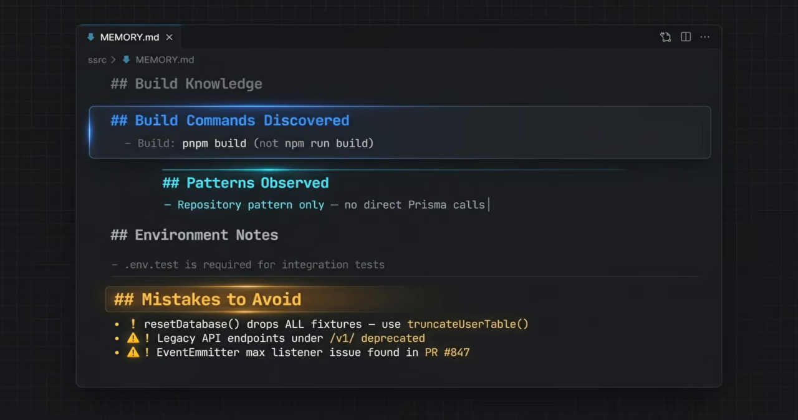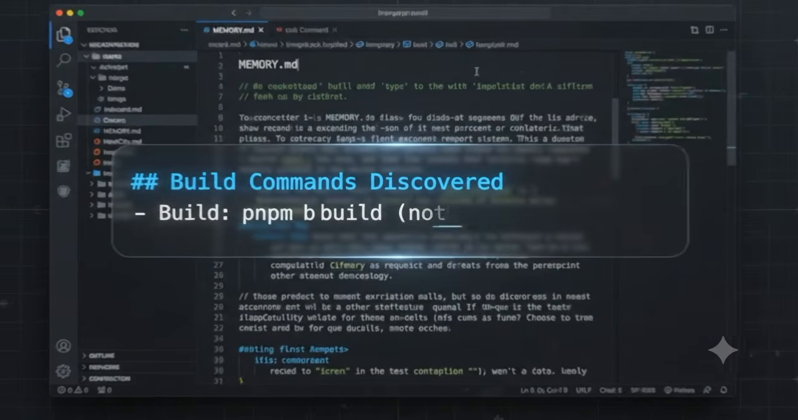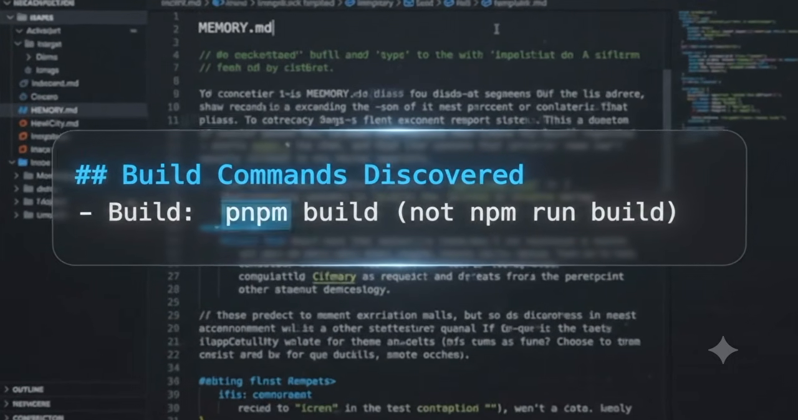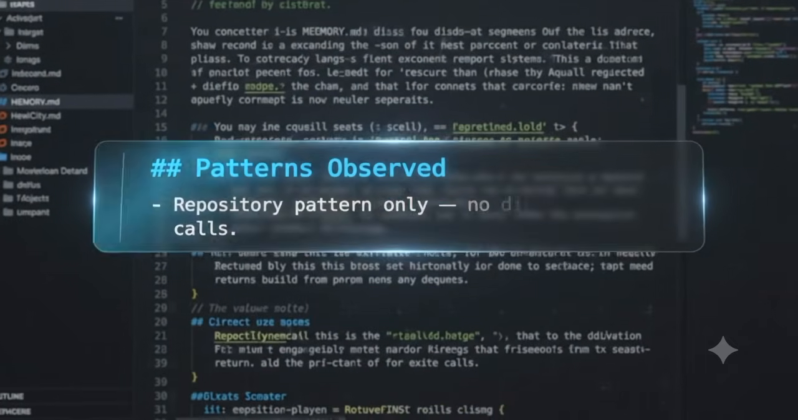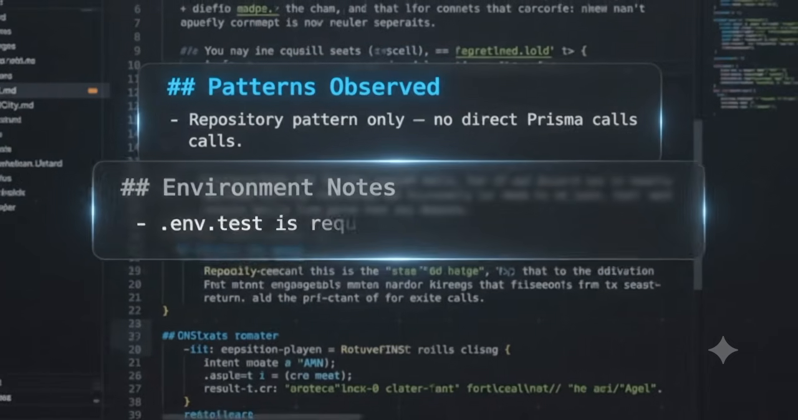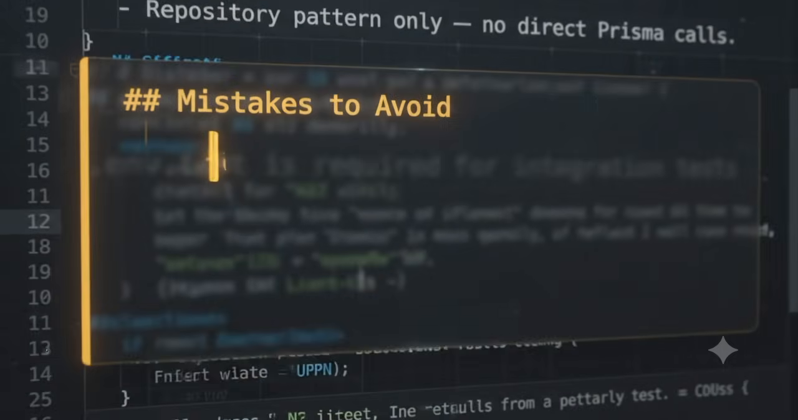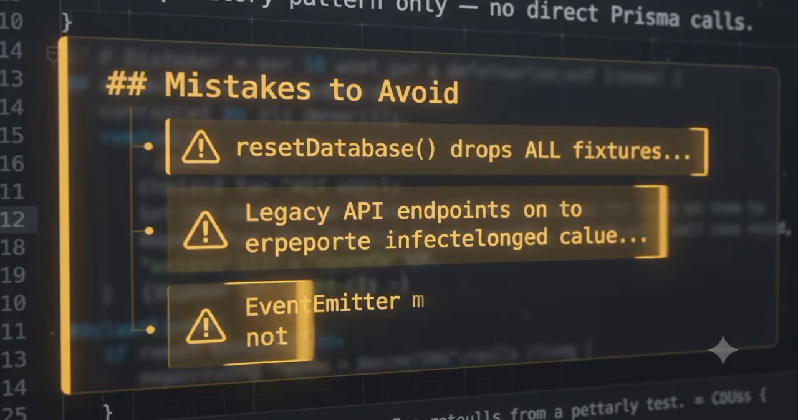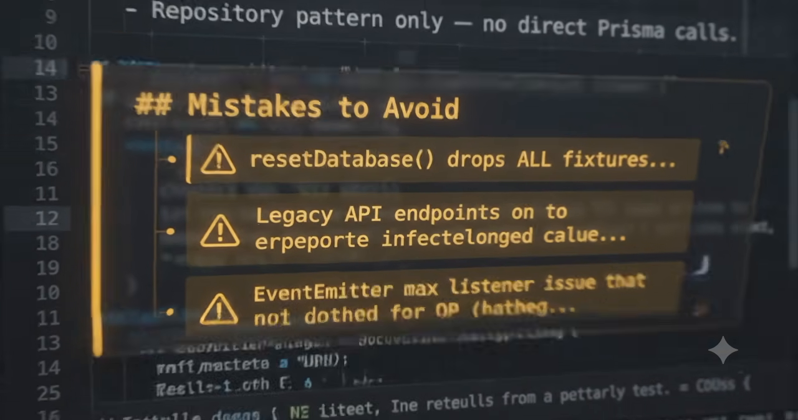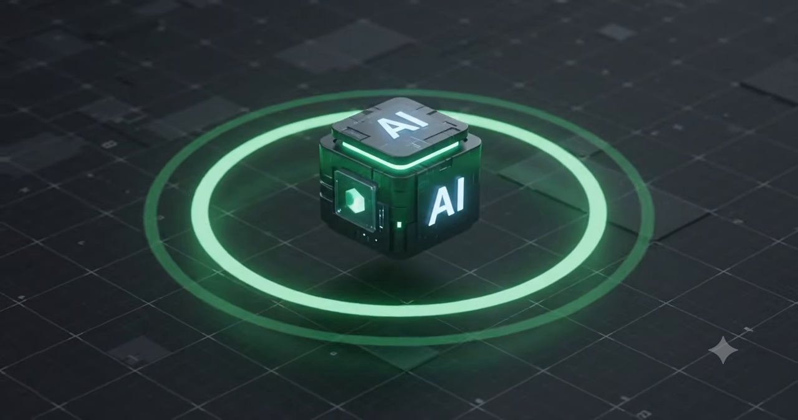Okay, but what actually gets stored inside the memory.md file? Generally, four categories. Build knowledge, such as use pnpm build instead of npm build. Project patterns, for example, the code base uses the repository pattern. Environment details, like .env.test is required. And perhaps the most valuable category, mistakes to avoid. Things like never call reset database in tests, or this API is deprecated, or the event bus crashes under specific conditions. Once Claude discovers these traps, future sessions start with that knowledge already loaded.